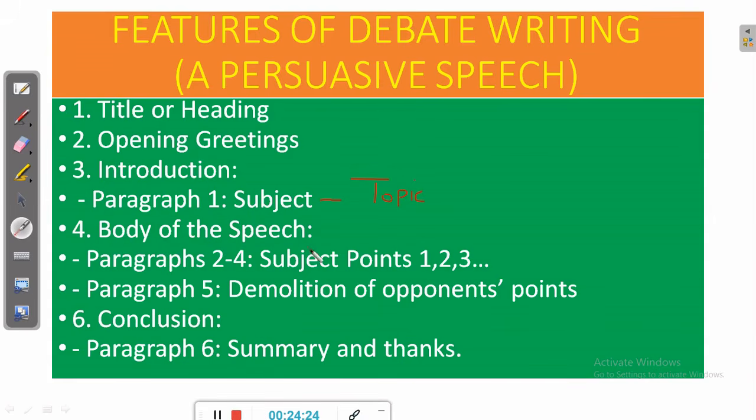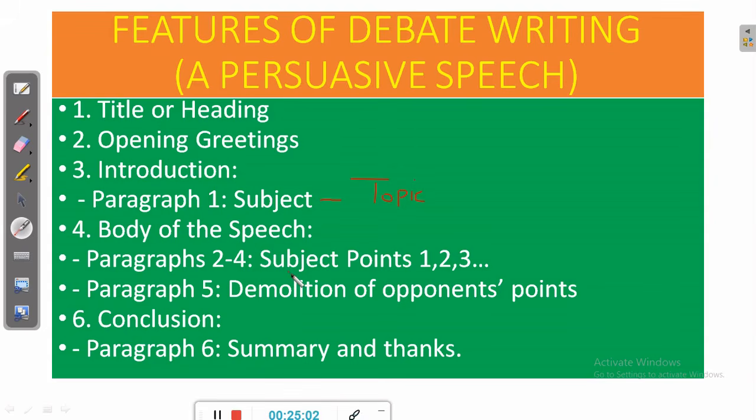The fourth feature is the body of the speech. The body of the speech is made up of paragraphs. If you are going to present 3 points, then the body of the speech will cover paragraphs 2, 3, and 4. If you are presenting 4 paragraphs, then it will be paragraph 2, 3, 4, and 5. It depends on the number of paragraphs, and why we make the number of paragraphs equal to the number of points is that this is the principle of paragraphing.